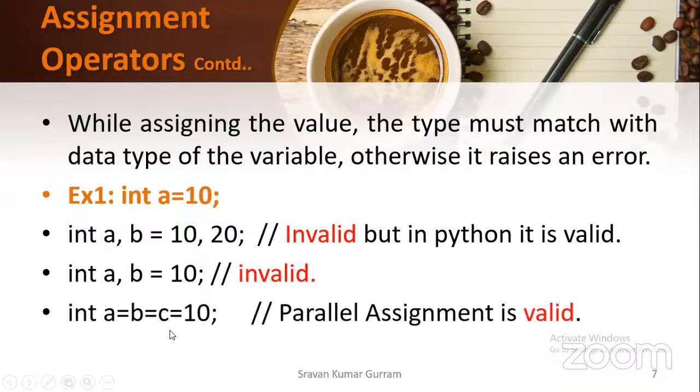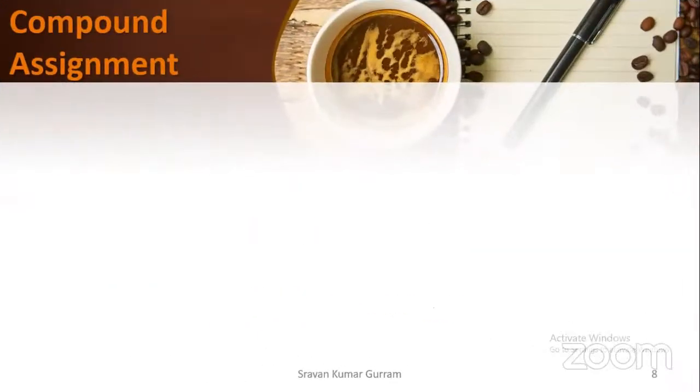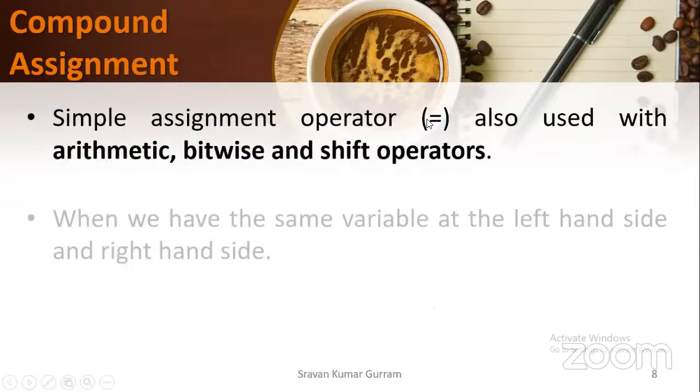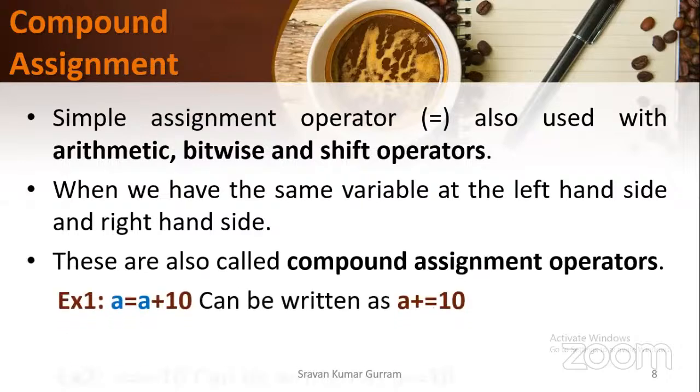Now, this is one more important point. Parallel assignment is valid in Java. Parallel assignment means one value for multiple variables. Int A assignment B assignment C assignment 10. Now the value 10 will be assigned to C first. Then the C value will be assigned to B and the B value will be assigned to A, where all A, B, C values will be 10 finally. Okay, this is about the assignment operator. This operator is also called the simple assignment operator. Okay, and let me show you complete.